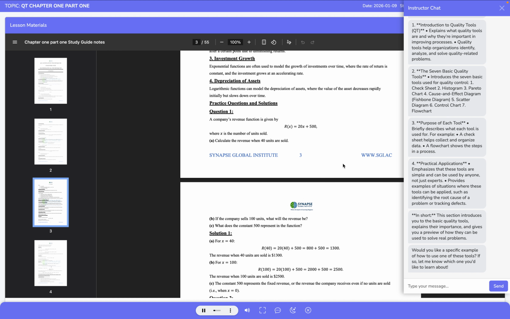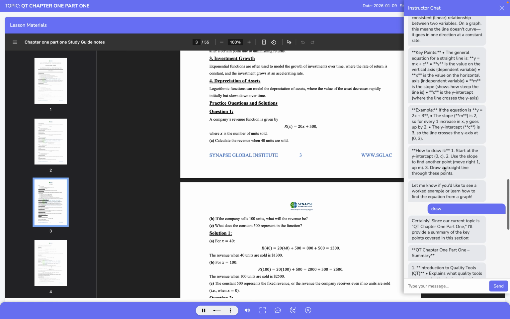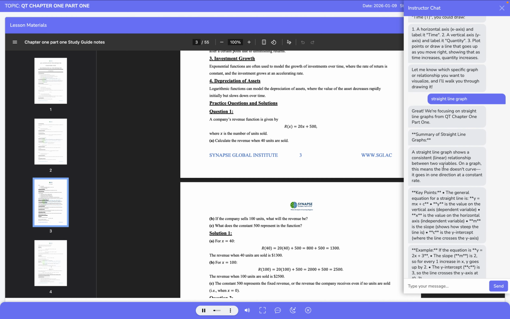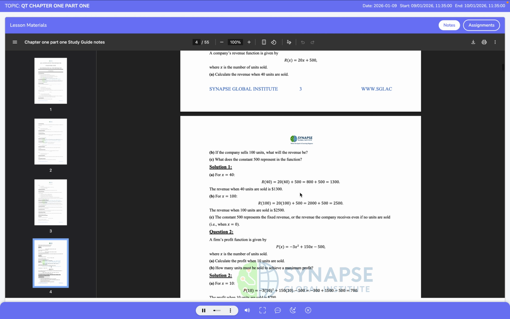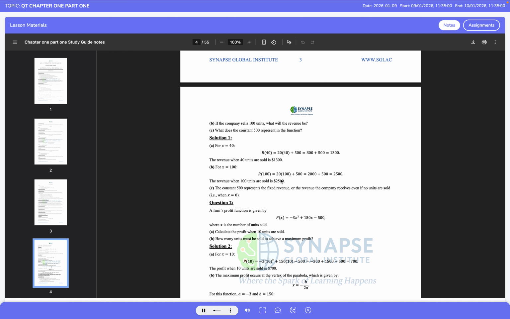In the first question, a company's revenue function is given by R(x) = 20x + 500, where x is the number of units sold. In part A, we are asked to calculate the revenue when 40 units are sold. For x = 40, R(40) = 20 × 40 + 500, which equals 800 + 500, giving 1300. Therefore, the revenue when 40 units are sold is $1,300.